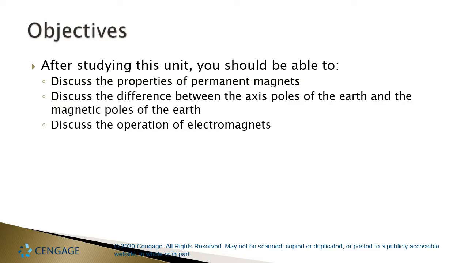So what we want to discuss in this particular unit is a number of things associated with magnets. We're going to first look at permanent magnets, specifically their properties. We are going to talk about magnetic poles of the Earth. There's, of course, a difference between what's referred to as the axis poles and the actual magnetic poles. So we're going to discuss the difference there. And we want to discuss how different electromagnets work and how they operate.